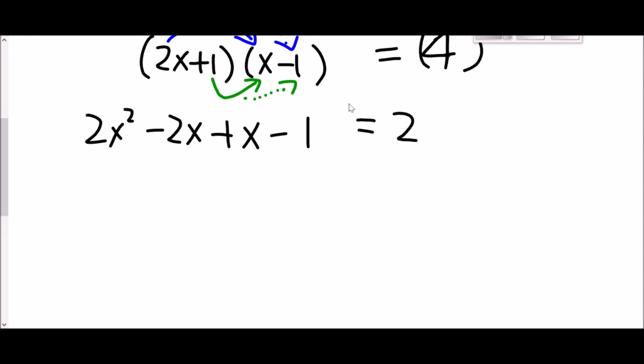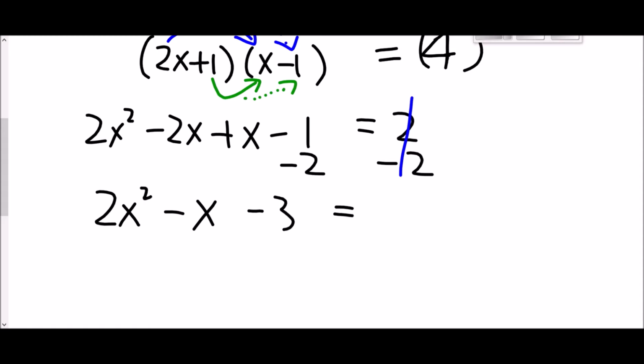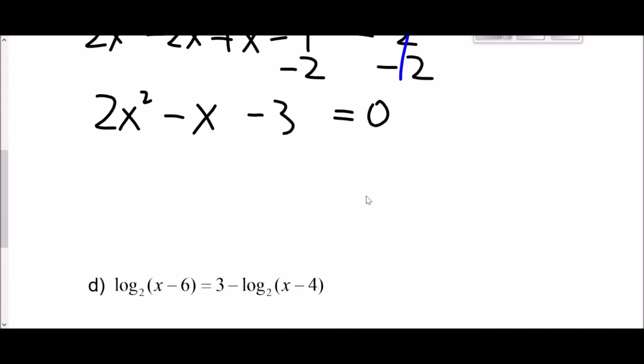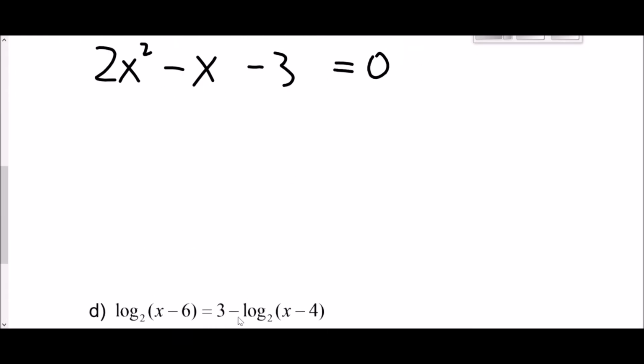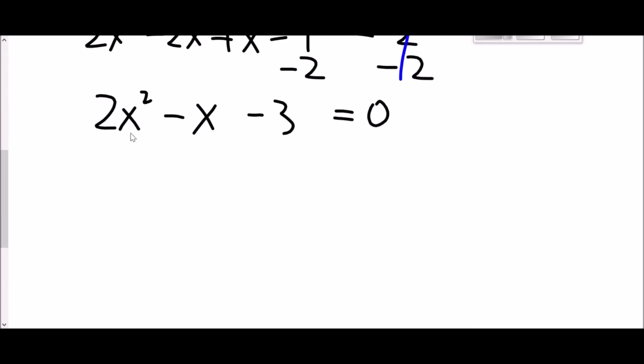So -2 on each side so that you can get rid of this. Okay, let's simplify all this. So 2x squared, and then -2x plus x gives you -x, and then -1 minus 2 gives you -3, and then right hand side that gives you 0. Okay, then you can solve this.